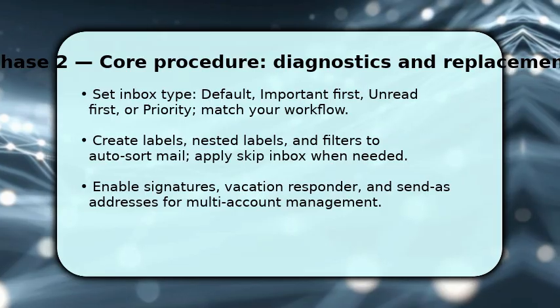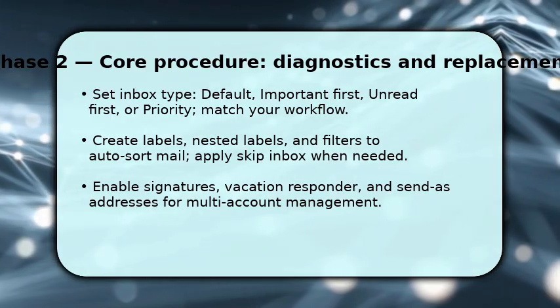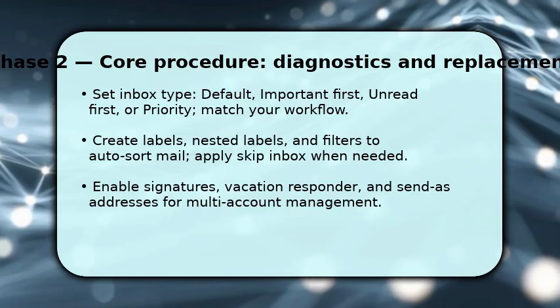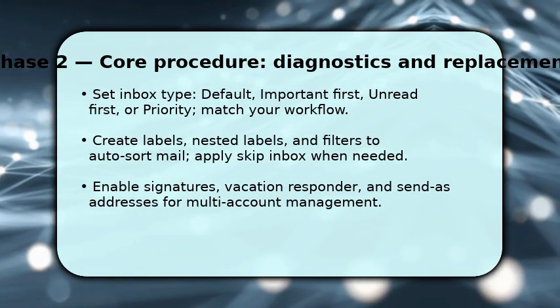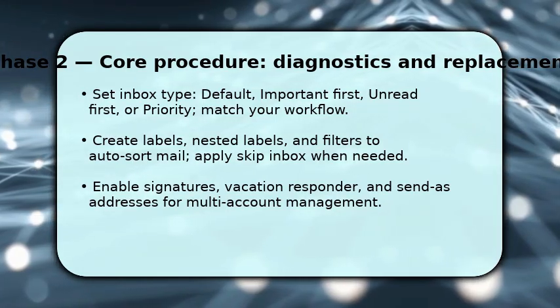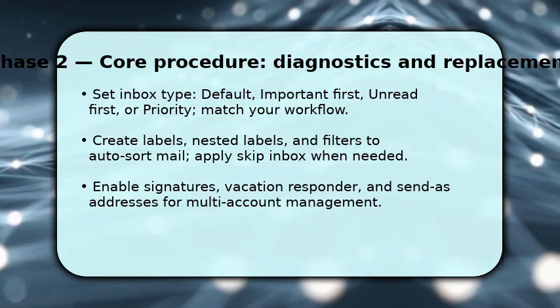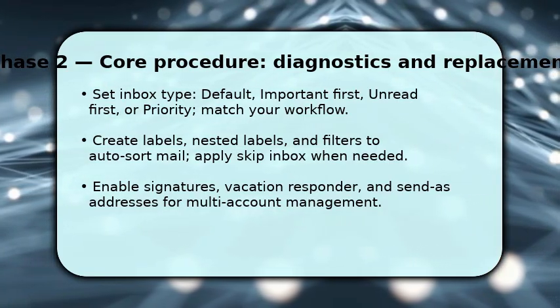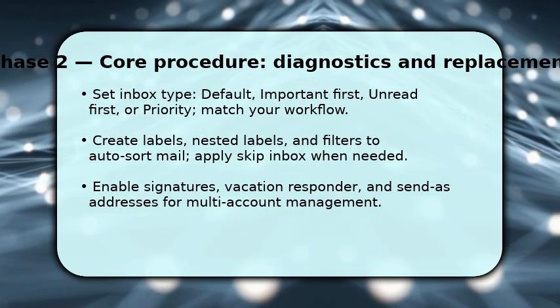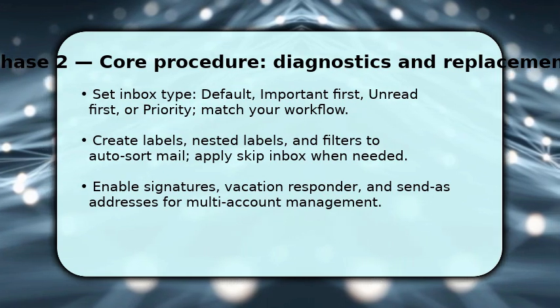Create labels and nested labels, then add filters that auto-archive, label, or forward based on sender, subject, or keywords. This saves time each day. Once filters are active, set a signature, and if relevant, a send as address for aliases. Also enable the vacation responder before you step away. This communicates availability to contacts and prevents repeat messages.